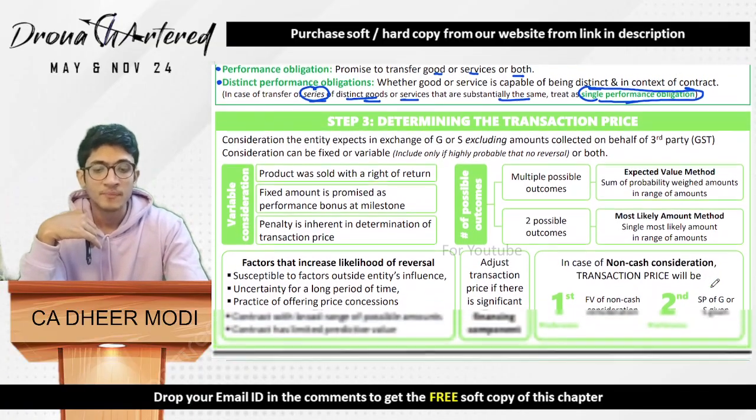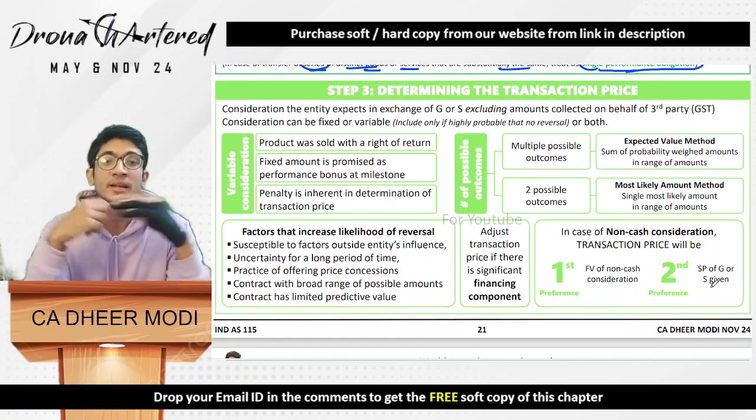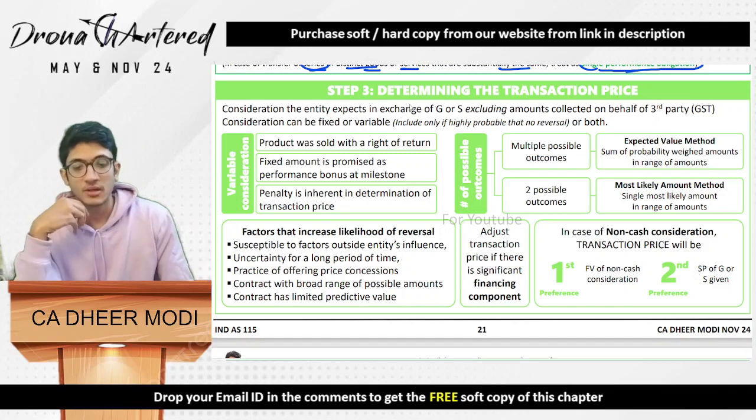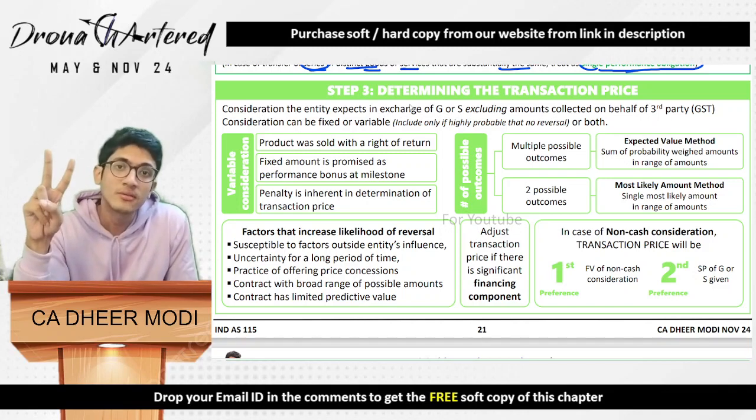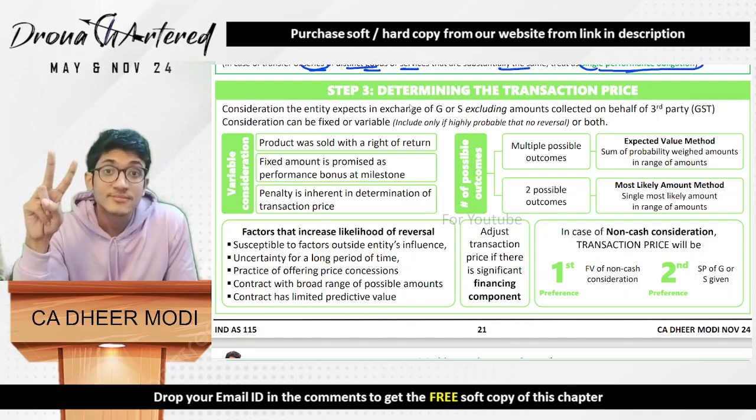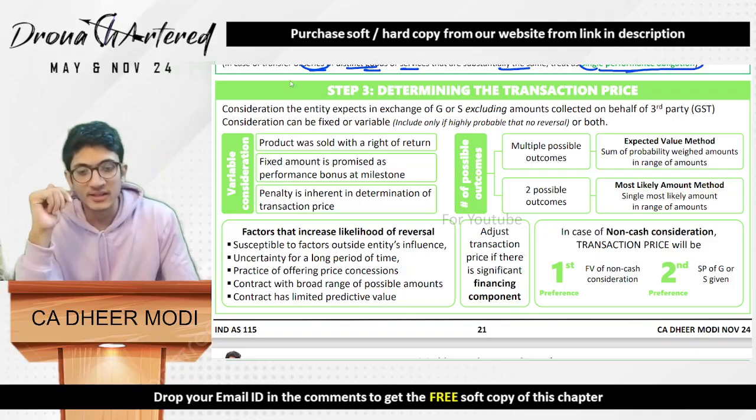Great. Coming to your step 3, that is determining the transaction price. So you identified first the contract, second was, what was second? Performance obligation. Third is determining the transaction price.